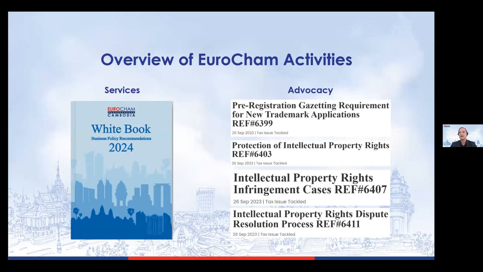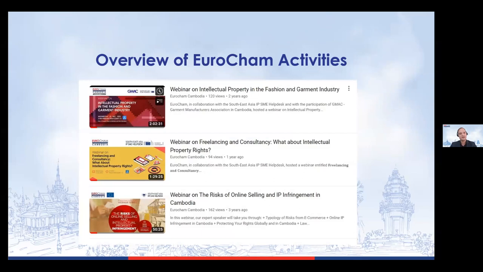Moving to the next slide, we also have existing webinars that we've conducted together with some other partners, including IPSME. Apart from these webinars, we've done some research and surveys and asked a lot of questions to see what the current priorities, issues and trends in intellectual property in Cambodia are, how Cambodia is responding to it, and what would be the way forward to create a mutually beneficial outcome for government, business, and the wider stakeholders at large.